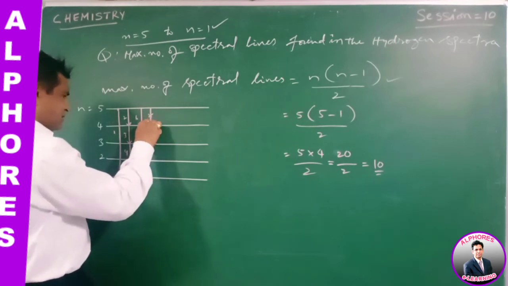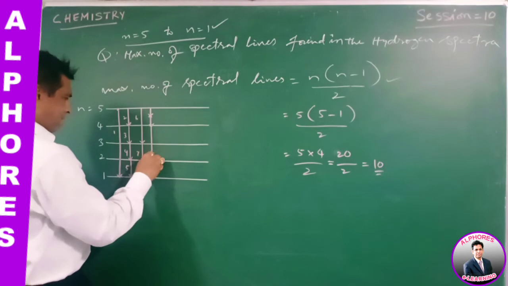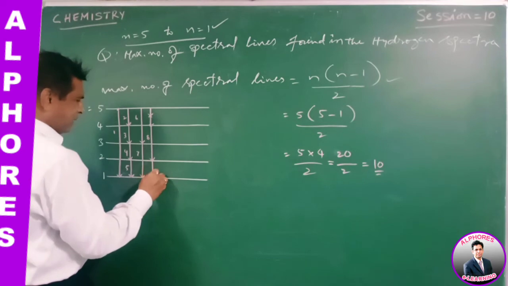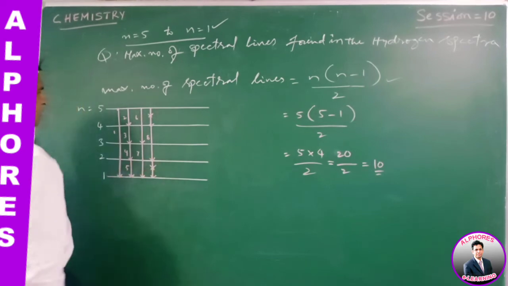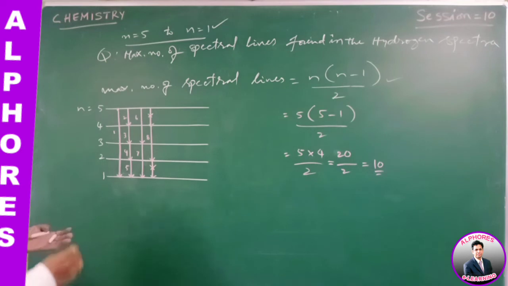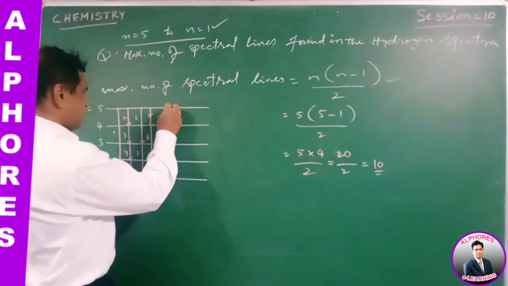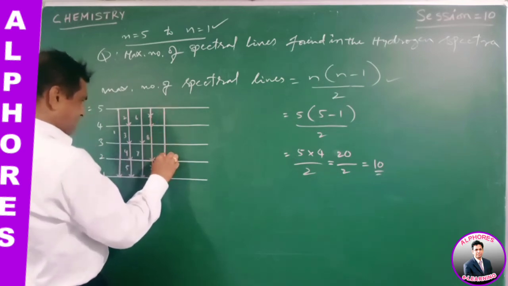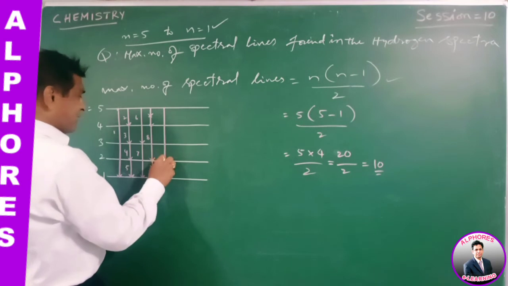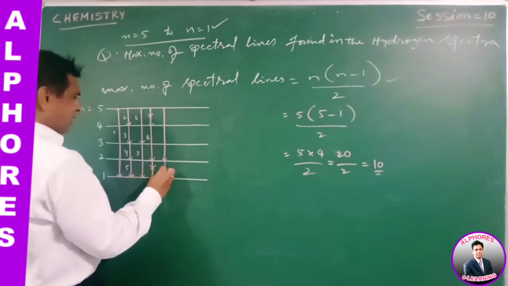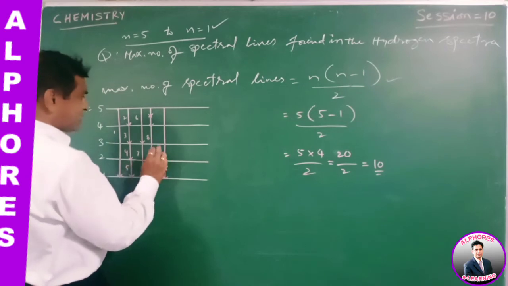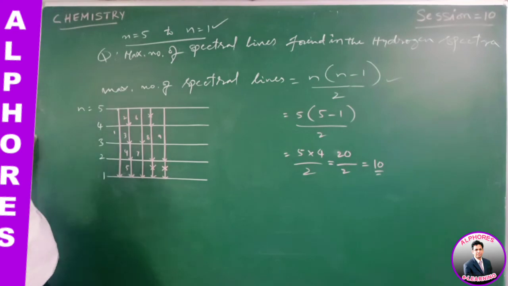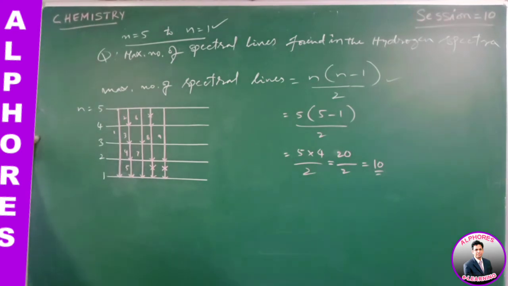Next one is, this is the 8th, then it is already repeated here, so it is not counted. So 8 spectral lines are done. Next let us see fifth to second and second to 1. So it is already repeated, so it is not counted, and this line is not repeated, so make it 9th spectral line, that is 9th spectral line.